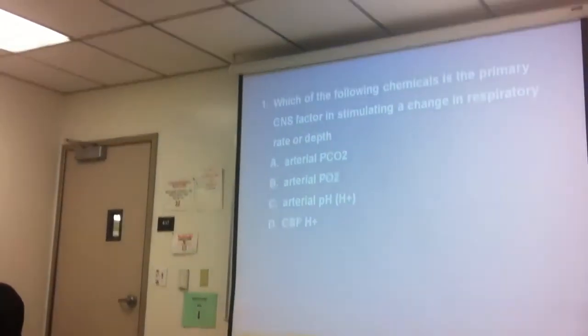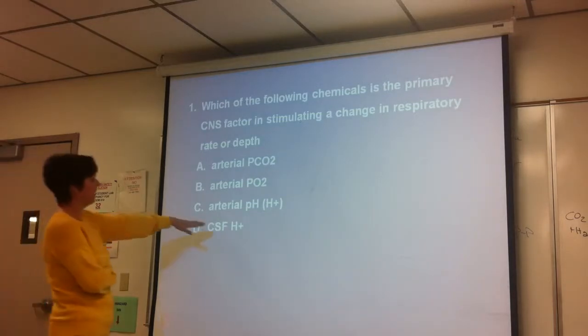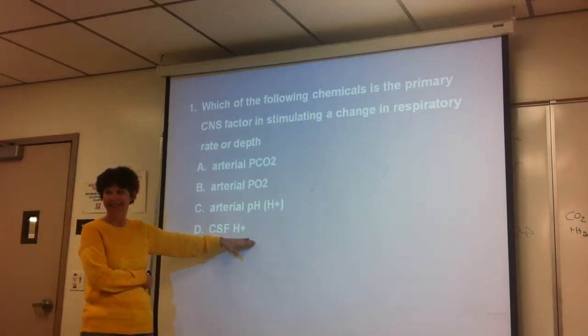Now what if I change the question to, which of the following chemicals binds to CNS chemoreceptors to cause a change in respiratory rate or depth? It starts with A, but carbon dioxide does not bind to the chemoreceptors, the central nervous system chemoreceptors. Hydrogen ions do. C or D? D.